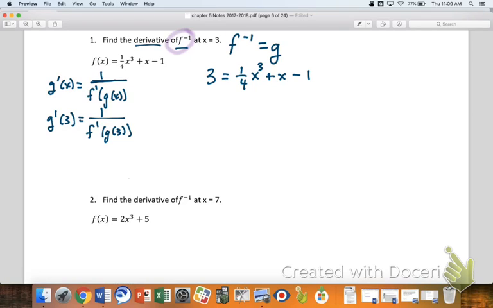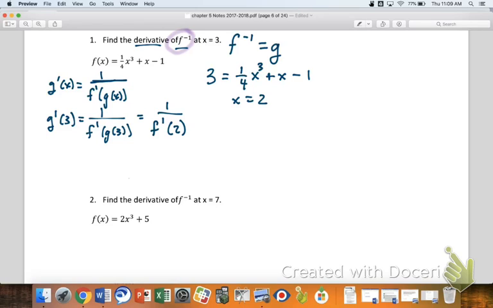So, use your powers of guess and check. I bet you've got it. Think it over. What do you guys think the x would have to be? 2 is right. So we would say x is 2. And so this is equal to 1 over f prime. What's g of 3? 2. So I can replace the entire g of 3 with 2.